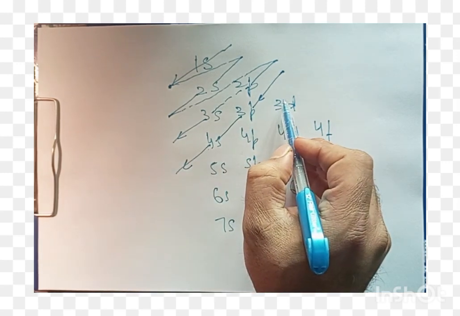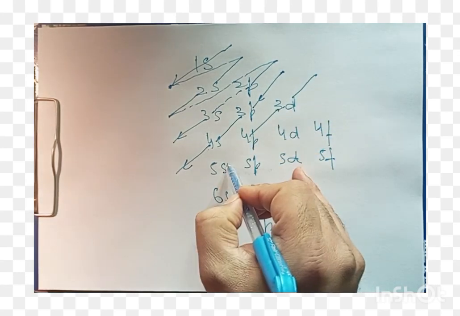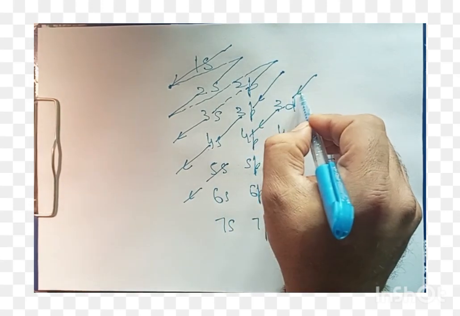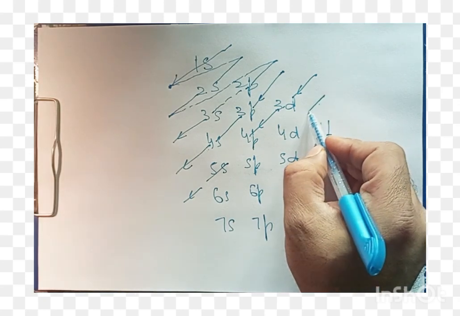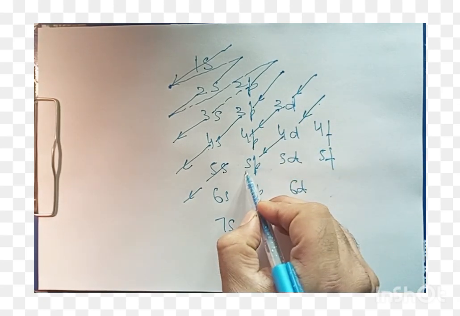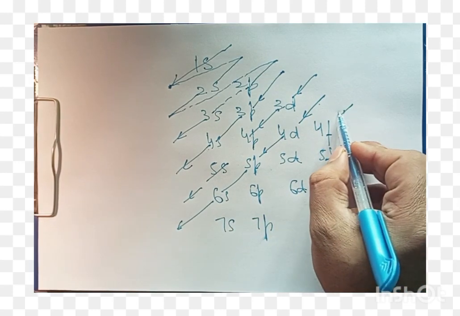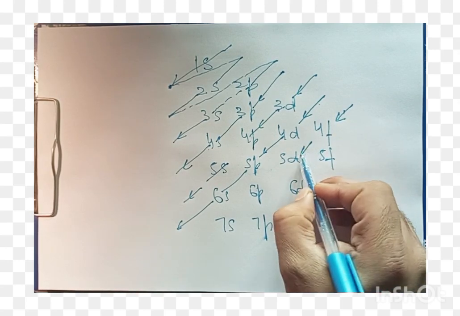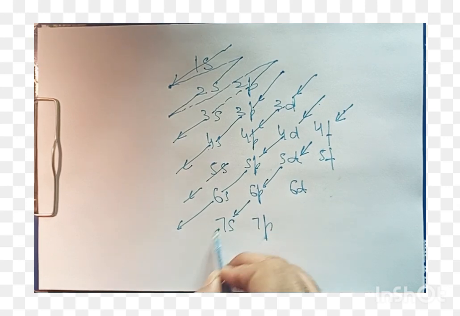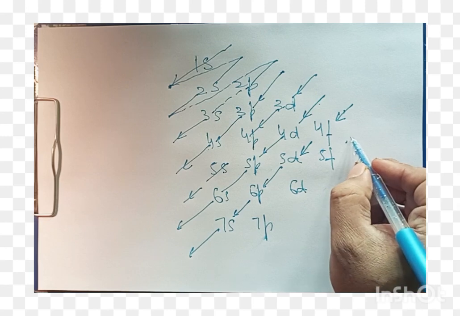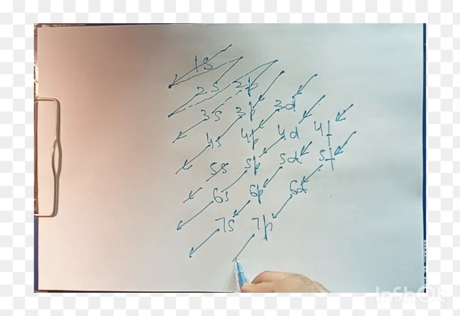Okay, and then we will have 3d, 4p, and 5s. Then it will go like this. So this is all going in the increasing order of energies of these orbitals. So then 4d, then 5p, and 6s. And then we will have 4f, and 5d, then 6p, and then we will have 7s, and it will go like this. And then finally we will have 5f, 6d, 7p, and like this.